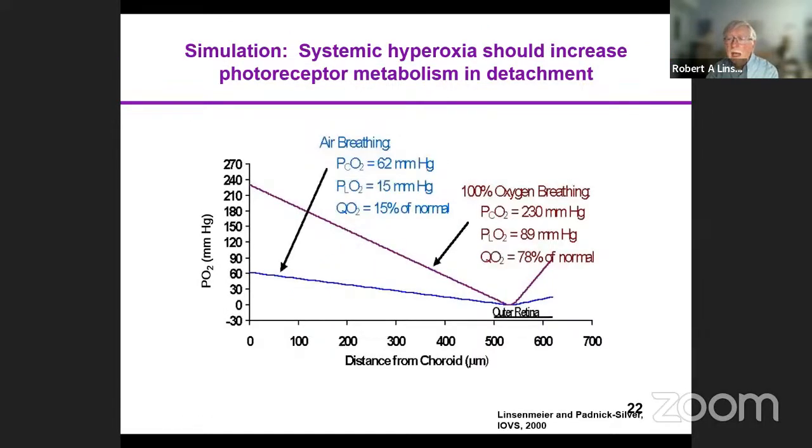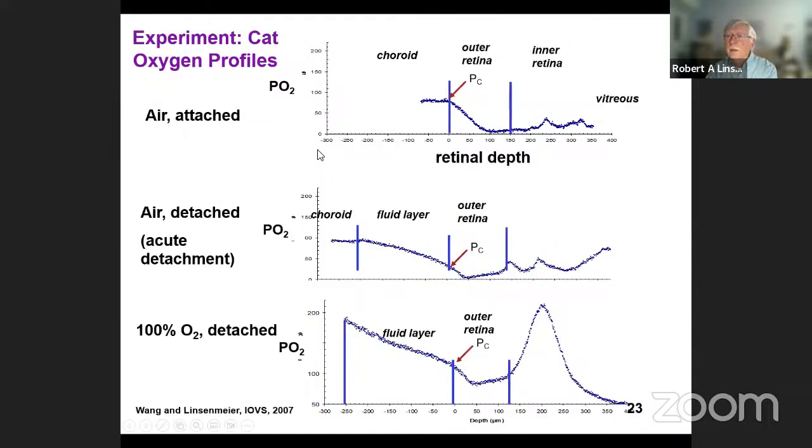And so we can simulate that the same way we simulate those air breathing profiles. And now with oxygen breathing, the choroidal PO2 is higher, the flux is greater, and so you can maintain a much higher level of oxygen consumption by the photoreceptors. So we didn't think originally we'd be able to measure this. We thought it would be too complicated, but then we figured out that we actually could measure it.